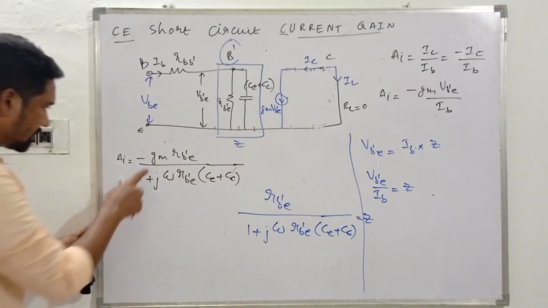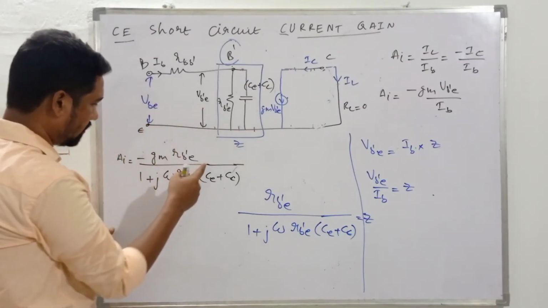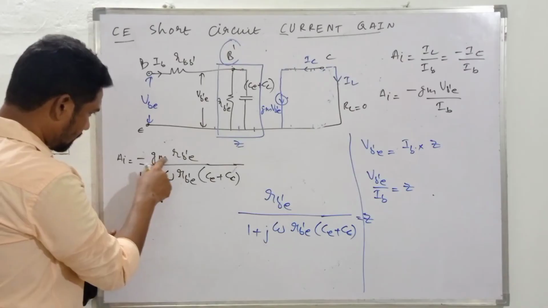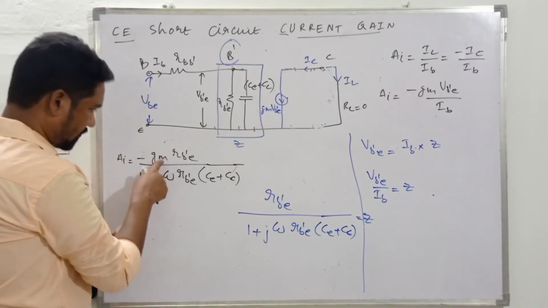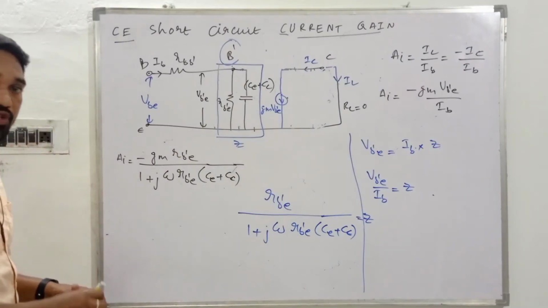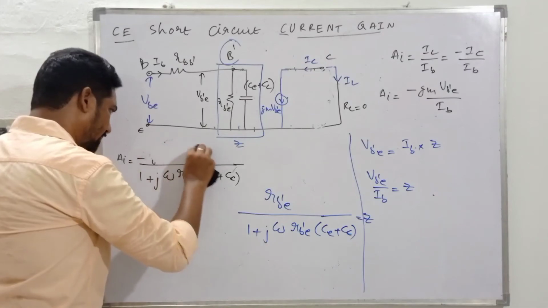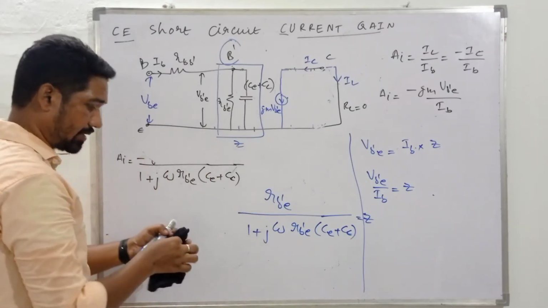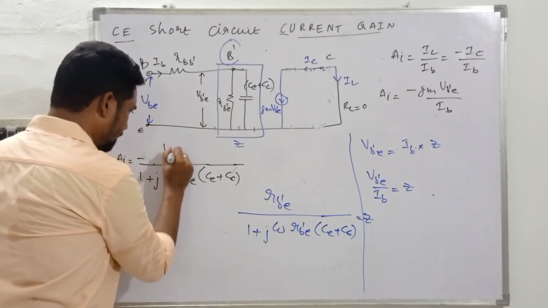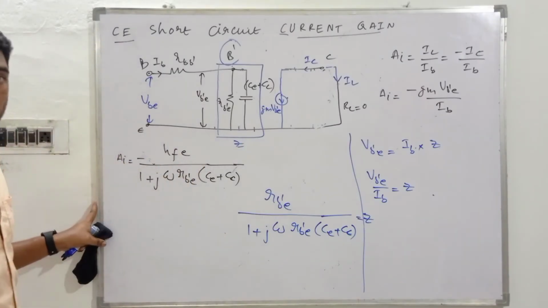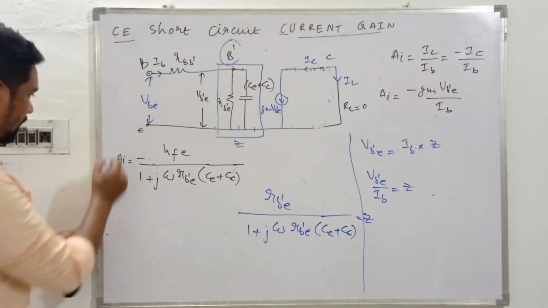And so guys, from the previous knowledge of the analysis of the high frequency hybrid pi model, this product gm into rB'E is equal to hFE. Check this product, gm rB'E is equal to hFE. We have derived this one, go through the previous derivations. So guys, this is not yet the final expression for AI.